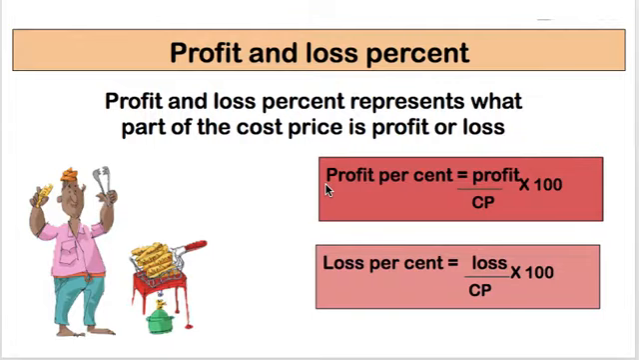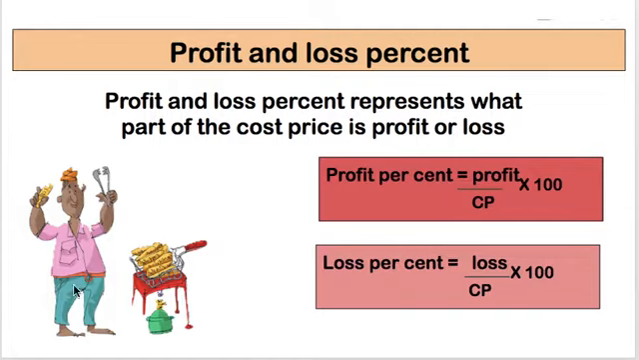Now, whether a company is earning profit or loss, it is always earning a loss or profit on the cost price. The money at which I am buying a thing decides whether I'll be making a profit or loss. Whatever extra or deficient money I have when I am selling is also measured on the cost price. So for calculating profit percent or loss percent, we will be considering the cost price only. So profit and loss percent represents what part of the cost price is profit or loss.